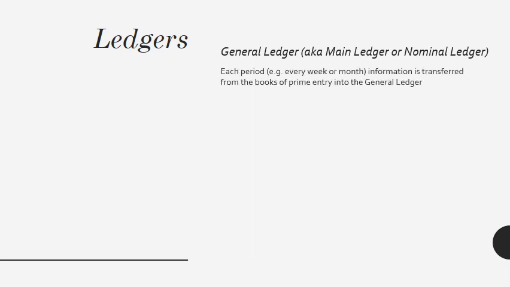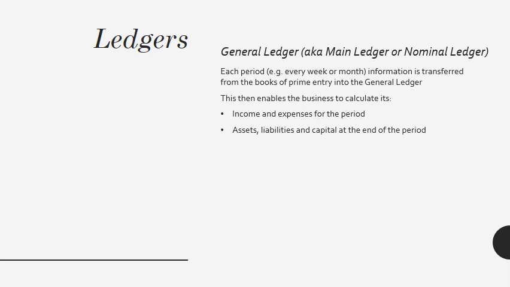The next set of books where we record financial transactions are known as ledgers, and we have what's called the general ledger, which is sometimes referred to as the main ledger or the nominal ledger. And in this book, every period, whether that's a week or a month for example, information is then transferred from our books of prime entry into this general ledger. And this will then help us to calculate the business's income and expenses for the period, as well as the assets, liabilities and capital at the end of that period.